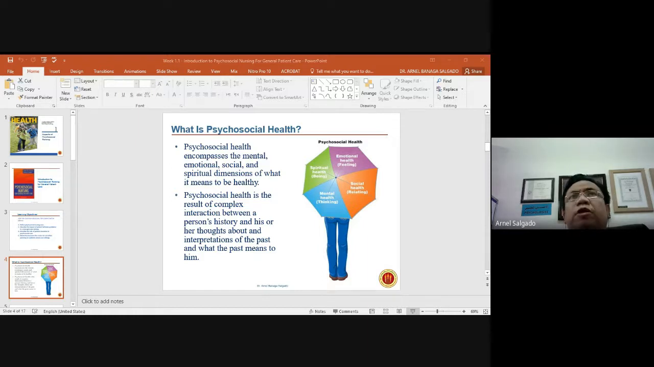As nurses, we are confronted with this problem. And of course, we have to deal with that because that's the reality of the profession that we learn to embrace, that we learn to accept. Whether we like it or not, we should know how to take care of them. That's why you're very lucky because we are introducing in this university psychosocial nursing care.